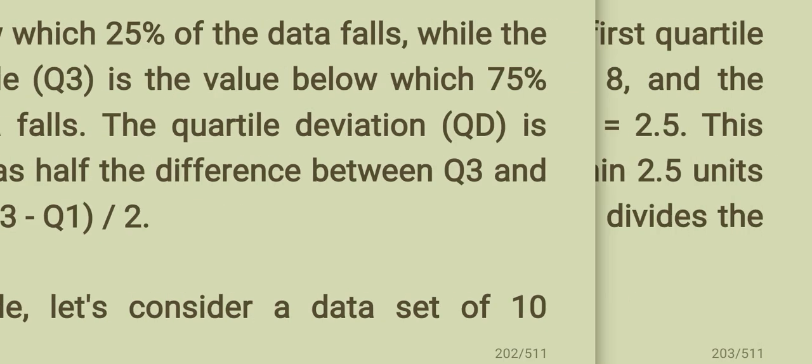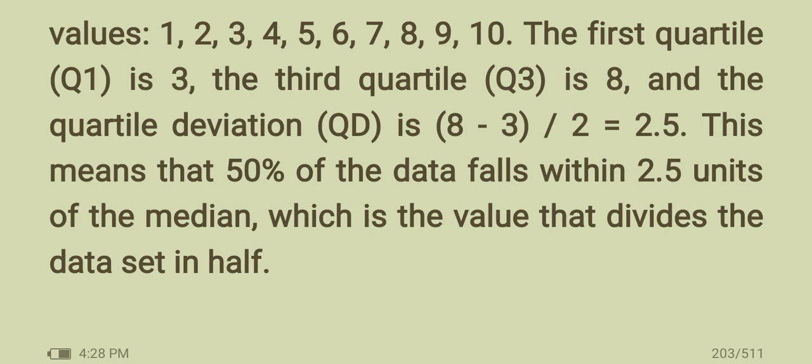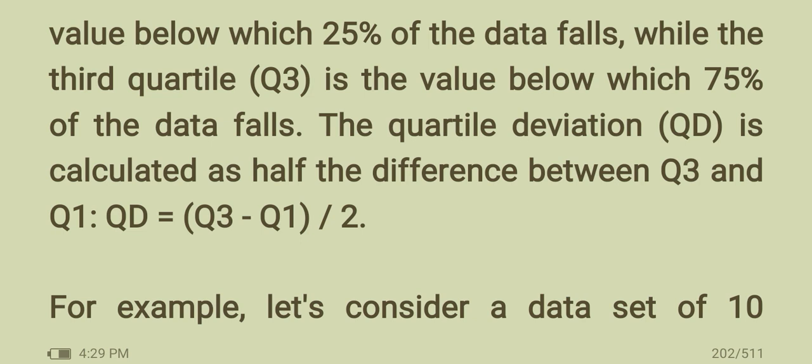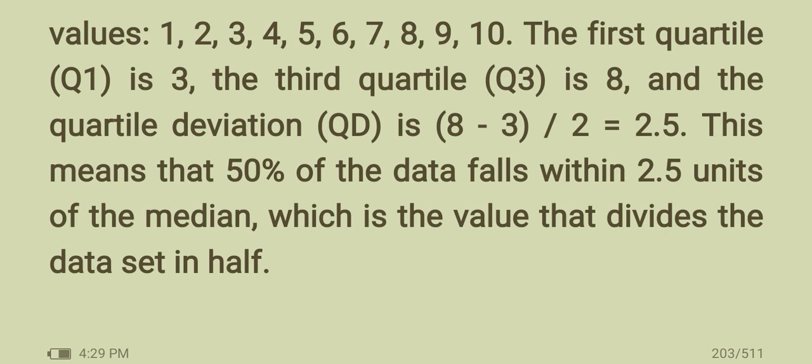For example, let's consider a data set of 10 values. The first quartile is 3. The third quartile is 8 and the quartile deviation is 8 minus 3 divided by 2. Quartile deviation is equal to Q3 minus Q1 divided by 2. So we will be calculating it accordingly. First we need to arrange the data from lower to higher, and then we just calculate the quartile deviation by dividing the Q3 minus Q1 value by 2.